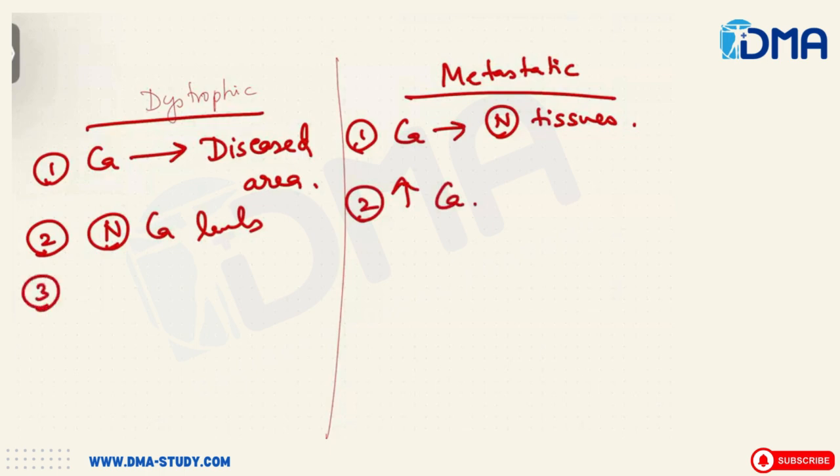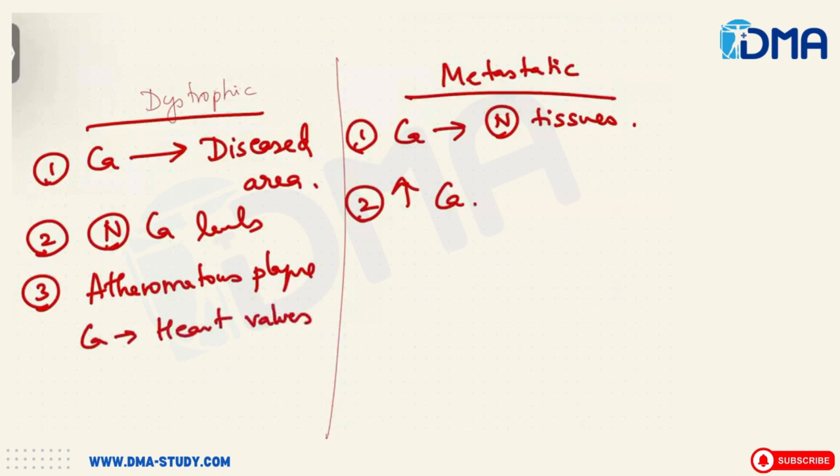Examples of dystrophic calcification are the atheromatous plaque that is present in the vessels, then calcification in the heart valves, then tubercular calcifications, then aneurysm. All these things will cause dystrophic calcification.